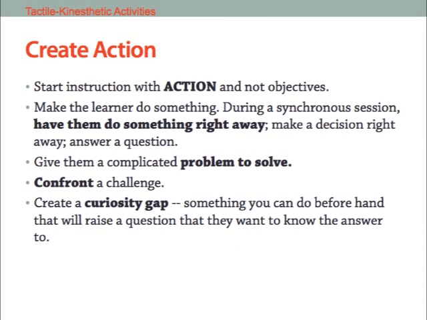If you can, make online learning as interactive as possible. Start instruction with action and not objectives. Make the learner do something. During a synchronous session, have them do something right away. Make a decision right away or answer a question. Give them a complicated problem to solve. Confront a challenge, or create a curiosity gap, something you can do beforehand that will raise a question that they will want to know the answer to.